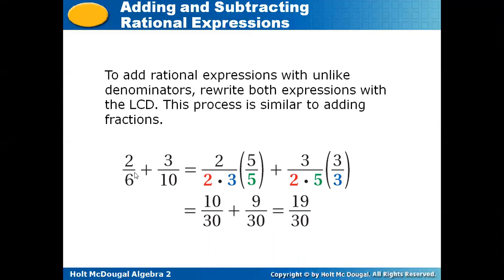What number will I multiply to 6 to make it 30? That is 5, so we also multiply the numerator by 5. The same case here. What number will multiply to 10 to make it 30? That is 3, so we multiply the numerator by 3. Simplifying, 2 times 5 equals 10 over 30 plus 3 times 3, that is 9 over 30. The denominators are now the same, so we add the numerators. 10 plus 9 is 19 over 30, and 19 over 30 is already in the simplest form.